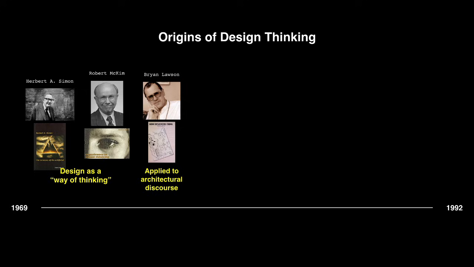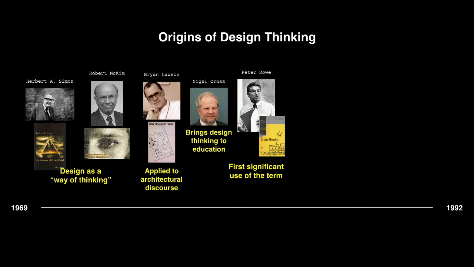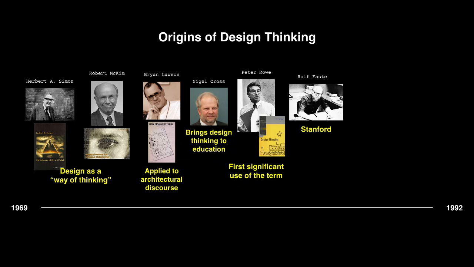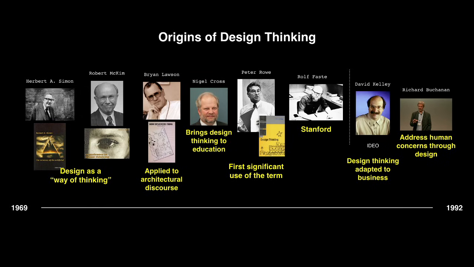And then an architect named Brian Lawson began to apply design thinking in architecture practice. Then a journalist, Nigel Cross, wrote an article that advocated bringing design as a way of thinking, or design thinking, into education to talk to a broader audience. Another architect and urban planner, Peter Rowe, who taught at Harvard, was the first to really use the term design thinking significantly, in his book titled Design Thinking. Then Rolf Faste, a professor at Stanford, began to put it into a curriculum. After that, David Kelley, whom we know from IDEO, was the first, I think, on the public record to apply it to business courses. And then there's Richard Buchanan, who began to address human concerns through design. He was really the one who talked very extensively about fundamental human needs in design.